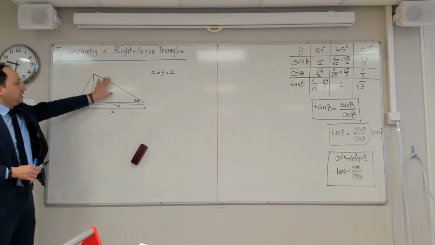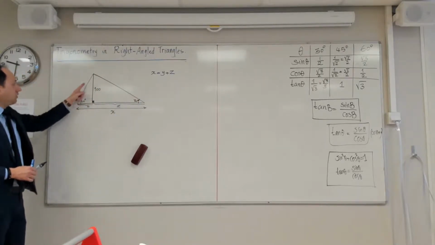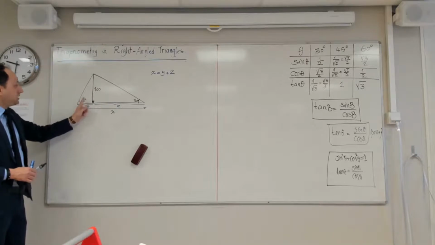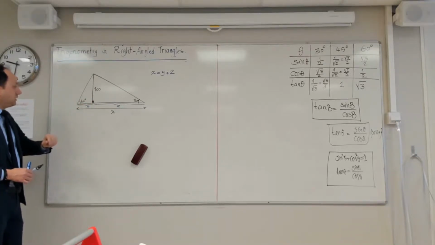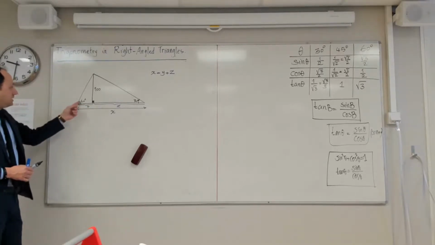I momentarily ignore what is here. I only concentrate on this piece. Can I write something here? Yes, because this is a right angle triangle, because if this is 90, then the adjacent one is also 90. And then what are the things that are involved? I have this angle.